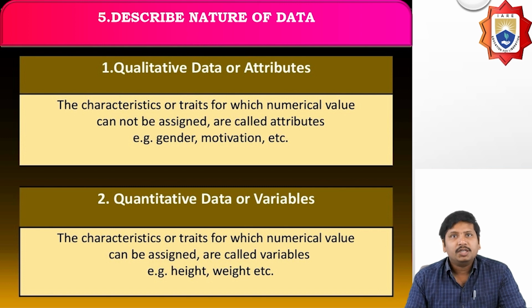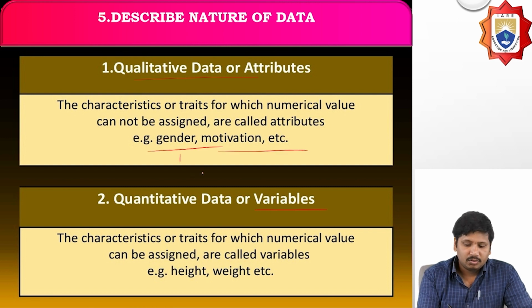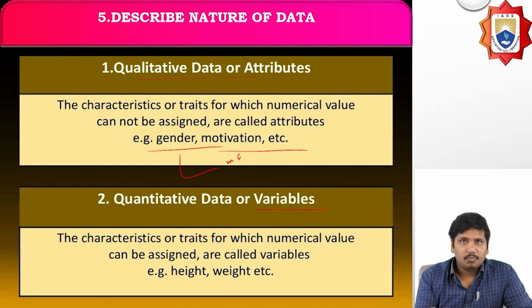Then the next question is: describe the nature of the data. For this, we have to mention what should be the qualitative data. If I'm going to represent the attributes, then it should be qualitative. If I'm going to take a considerable variable, then it should be quantitative. So the characteristics or traits in which the numerical value cannot be assigned, or core attributes, like gender, motivation. Gender, if I'm going to take male, female, like this, and motivation, these are not going to have any type of measurement. So that's why they come under qualitative.